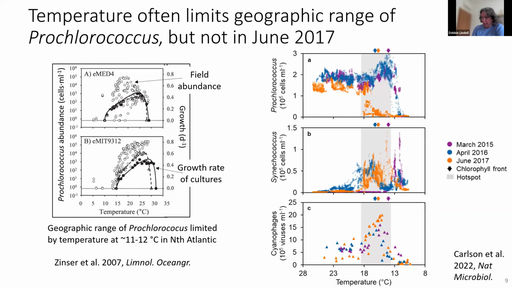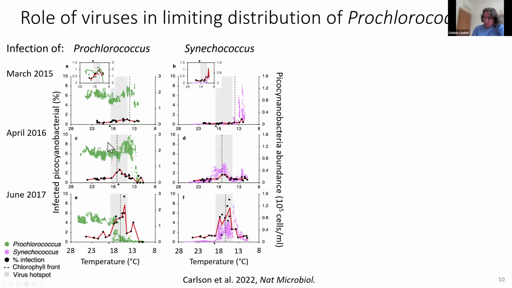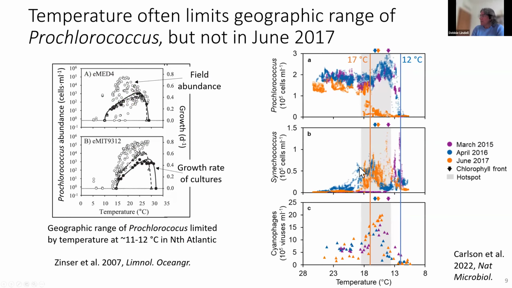So when we have a look at our data from two of the cruises, we see that the decline in Prochlorococcus matches the expected decline based on their temperature optimal or temperature limitation to growth. But in the third year, June 2017, the decline in Prochlorococcus happens at considerably higher temperatures than would be expected, and certainly at temperatures that they can grow well at, indicating that something else is going on in that particular year.